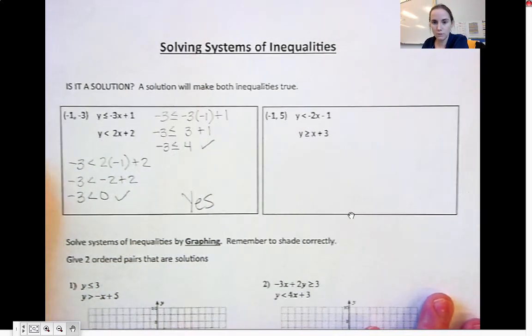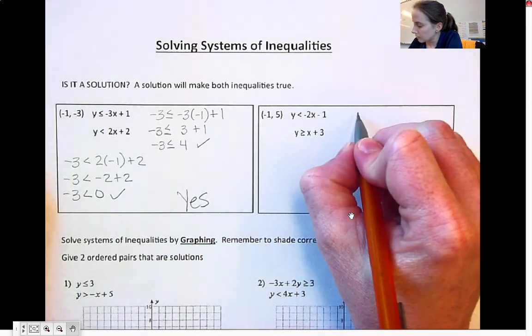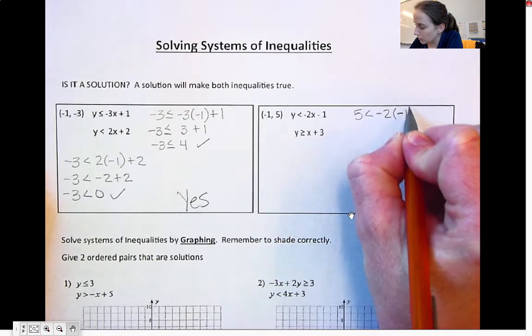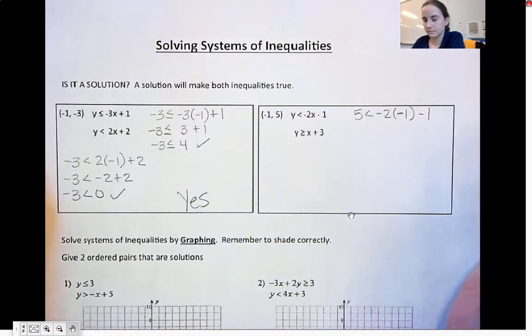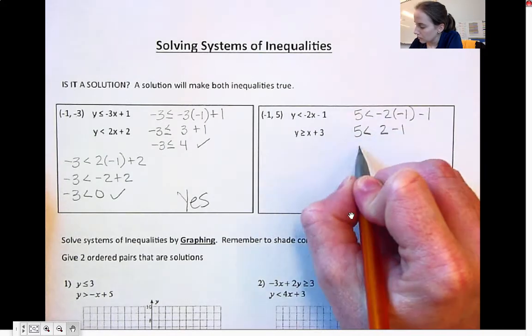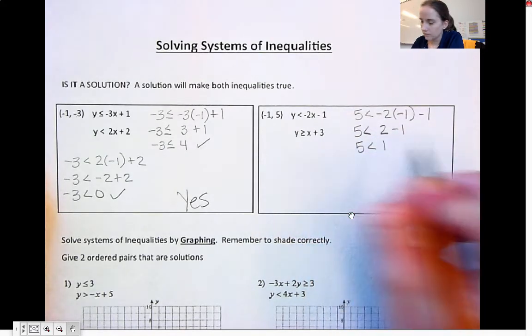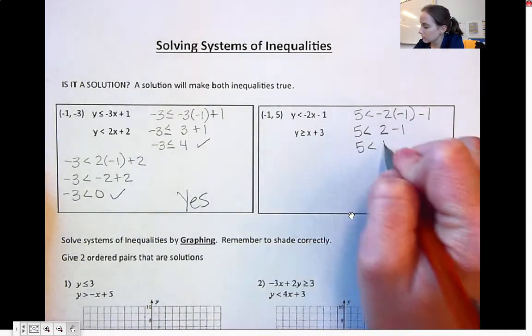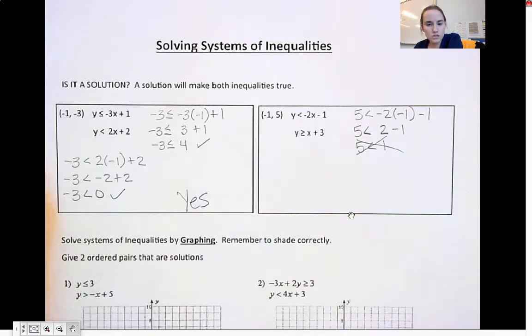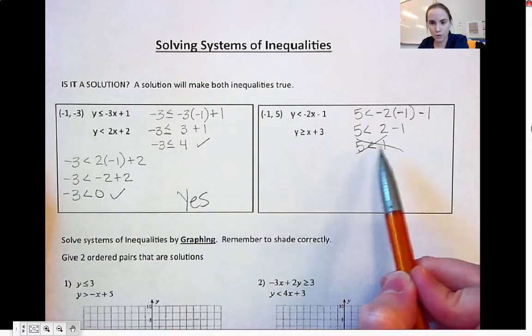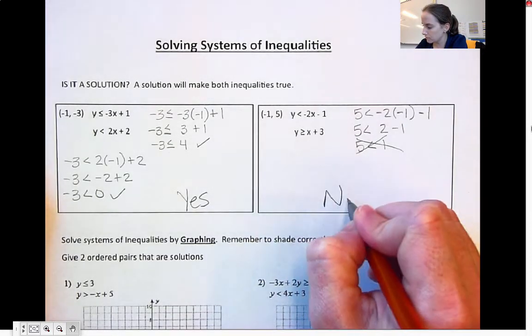Okay, let's try the second one. 5 is less than negative 2 times negative 1 minus 1. 5 is less than 2 minus 1. 5 is less than 1. That's not true. 5 is not less than 1. So we can just stop right there because in order for it to be a solution, it would have to work for both. And since it didn't even work for this one, we can go ahead and say no.